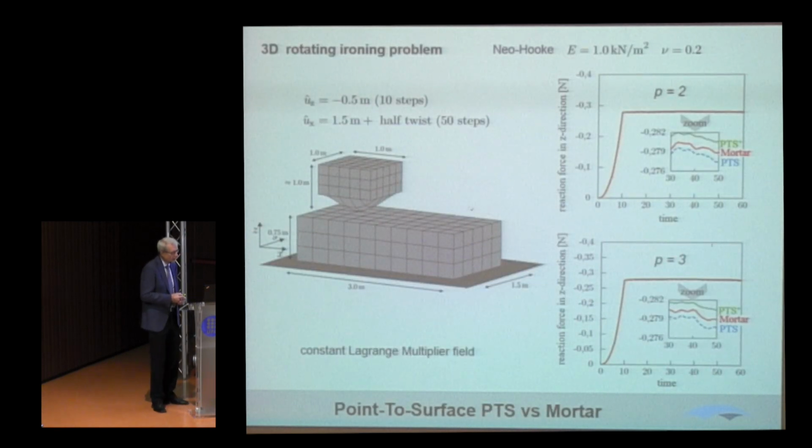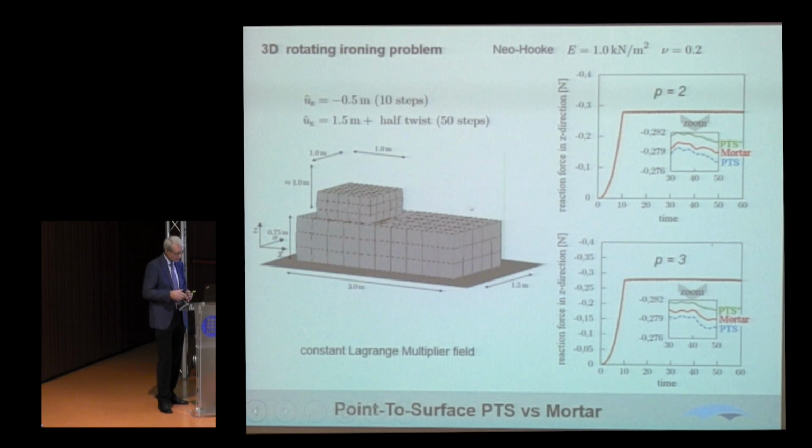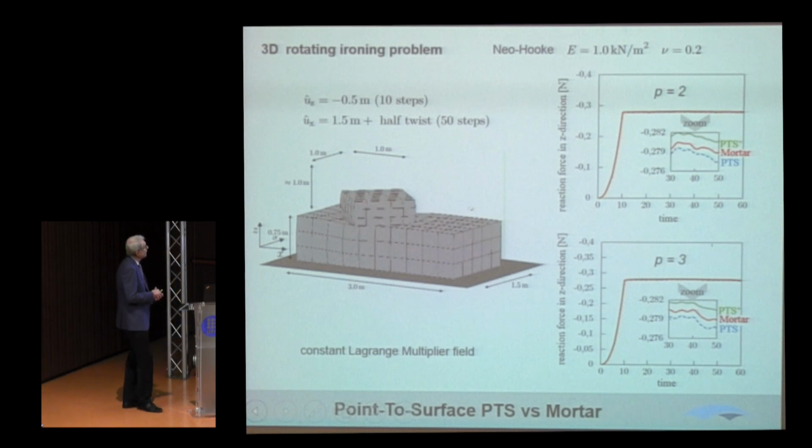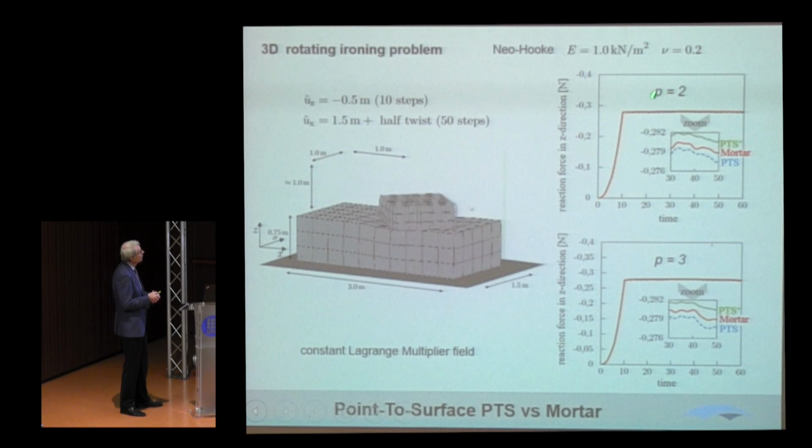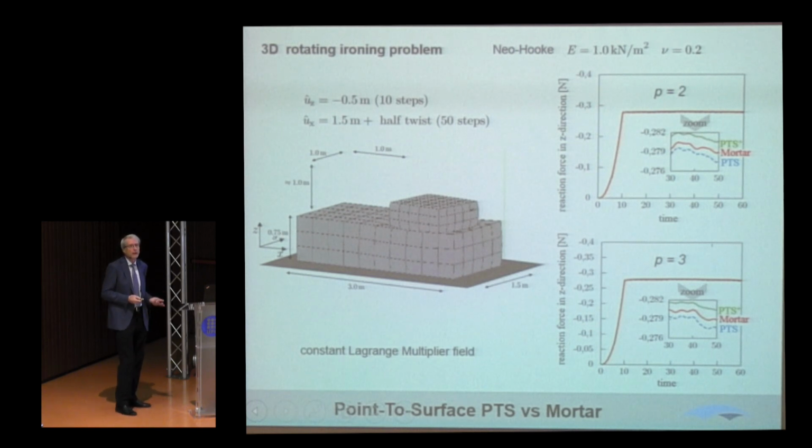So the rotating ironing problem here, 3-dimensional, and you see here the 2 orders, p equal 2, p equal 3, almost identical, and if you zoom in, all 3 methods are very, very similar here. So that is another promise for the PTS approach, PTS plus maybe.